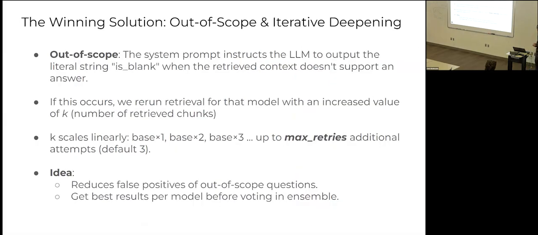Then finally, one extra piece here is iterative deepening. So if you ask a question and the question is out of scope, or the model doesn't find enough evidence to answer it, we try iterative deepening, meaning we actually expand the amount of evidence that we retrieve, and then we ask the question again. And we do that up to 3 times. Trying to balance the efficiency as well as the accuracy of the responses. Okay, that's the overview of the winning solution.